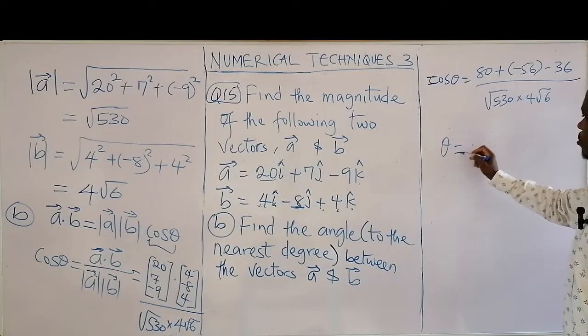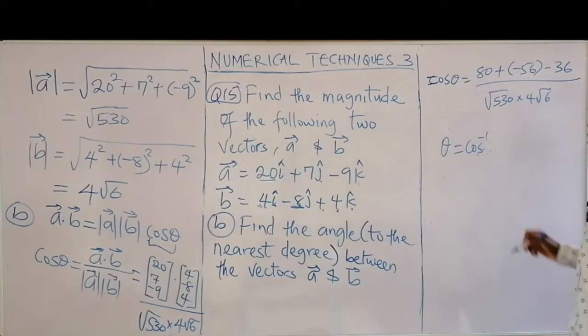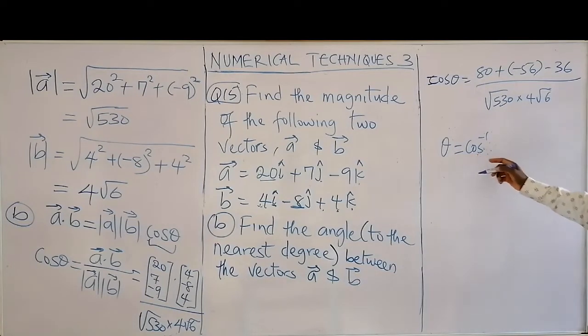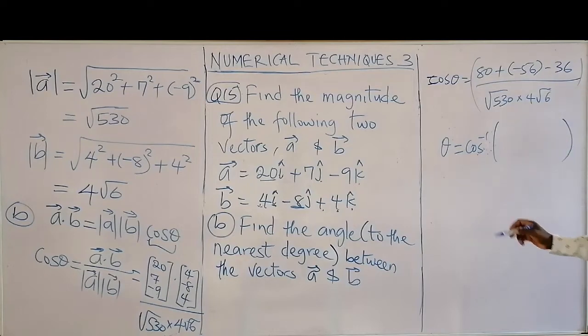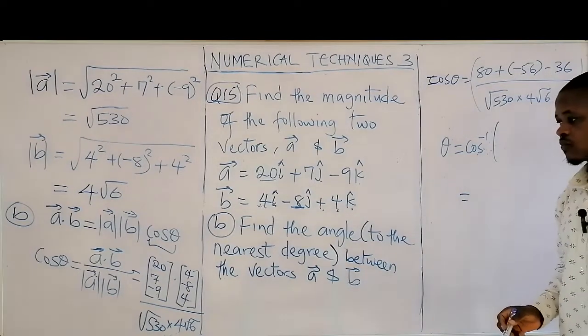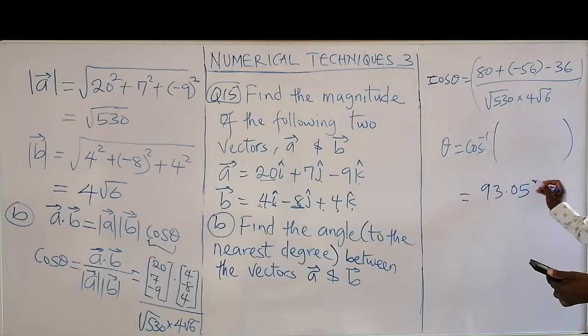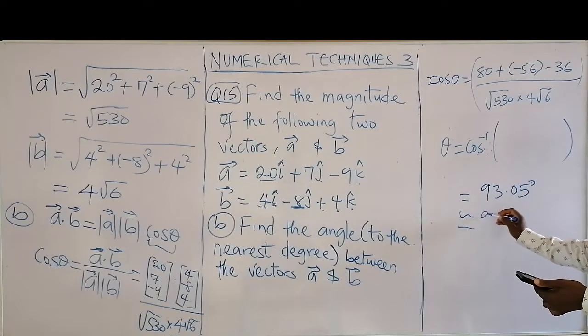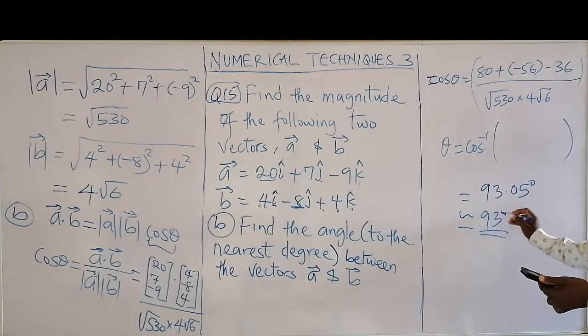So theta will become inverse cos, arc cos, of whatever this expression is. And you get your value. So approximately that's 93 degrees. So that's that on that question.